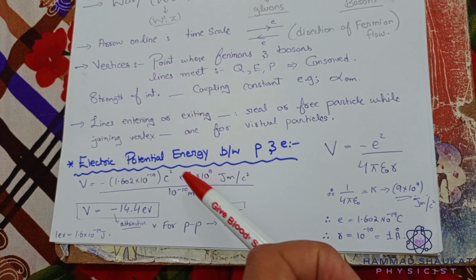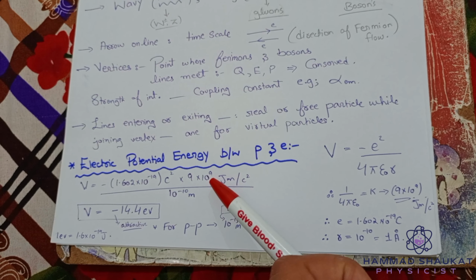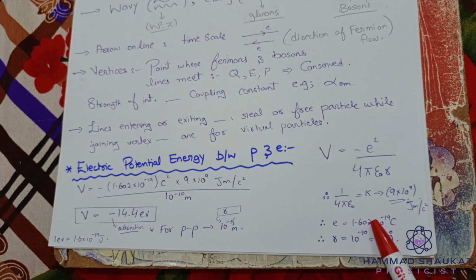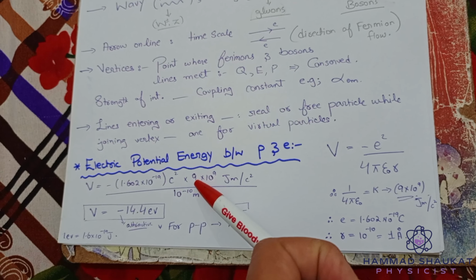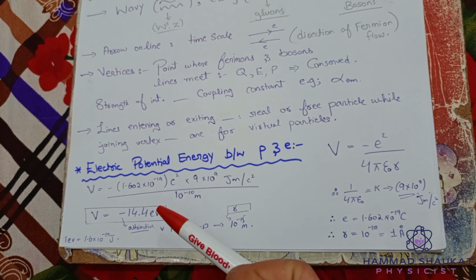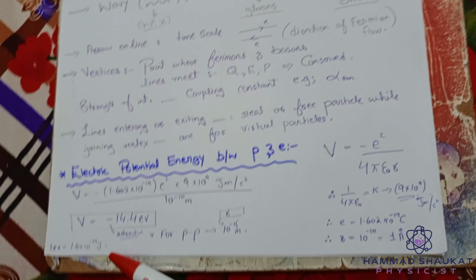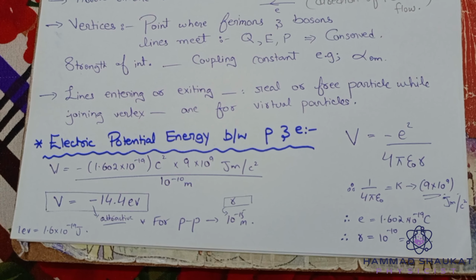Then you have to convert those joules into eV. To convert joule into eV, you just have to divide your answer by 1.6 into 10 raised to power minus 19. After dividing, you will get the potential in electron volts, and the minus sign indicates that it is attractive, meaning proton and electron show attractive behavior because of opposite charges.